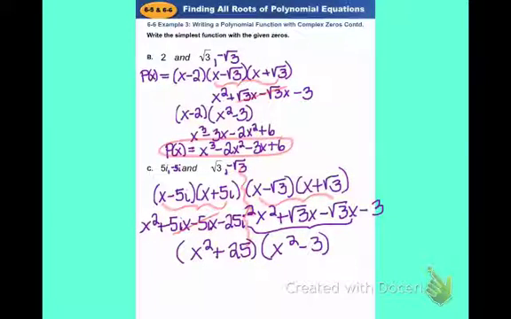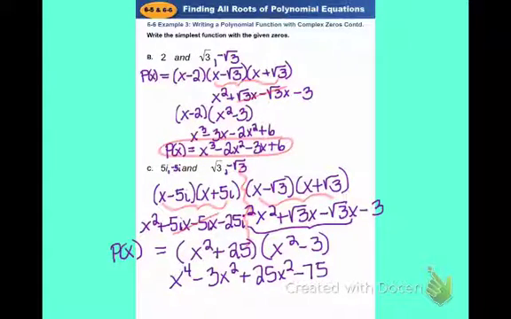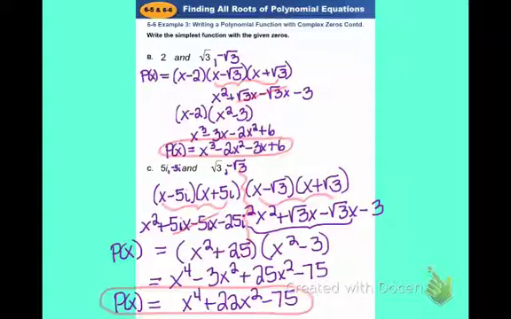And then finally, I can multiply these two together to get my expanded, simplified, standard form polynomial. So the first two, x squared times x squared is x to the fourth. Outside 2 minus 3x squared, inside 2 plus 25x squared. And then the last two would be minus 75. And then I can group my like terms together here, and I get x to the fourth plus 22x squared minus 75.